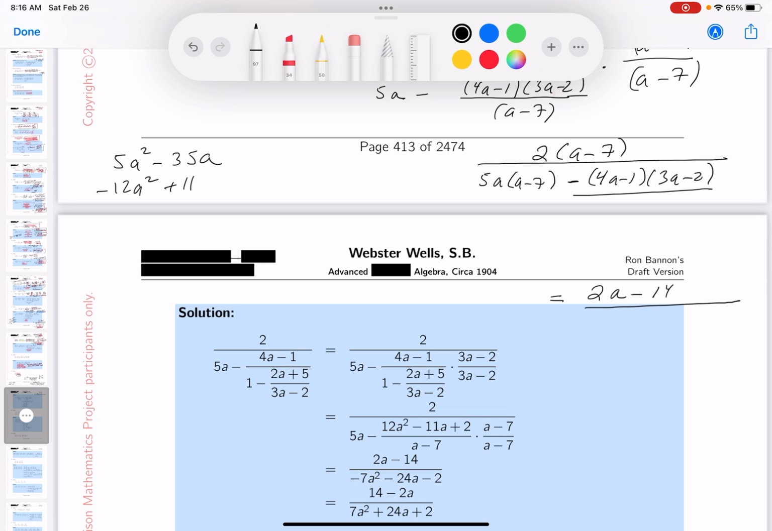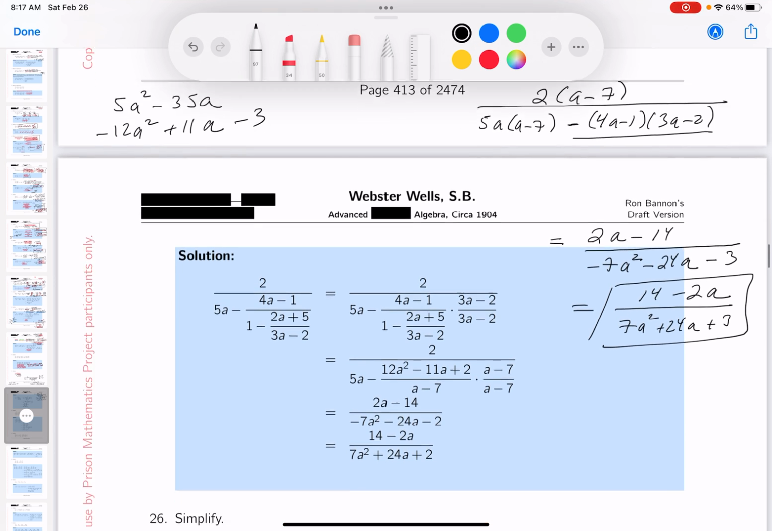All right, what do you get now? Well, minus 1 times minus 2 is plus 2, so it's going to be minus 3. So I think I'm ready to write that down now. That would be minus 7a squared minus 24a minus 3. I'm going to multiply top and bottom by minus 1. I would get 14 minus 2a. The bottom would be 7a squared plus 24a plus 3.